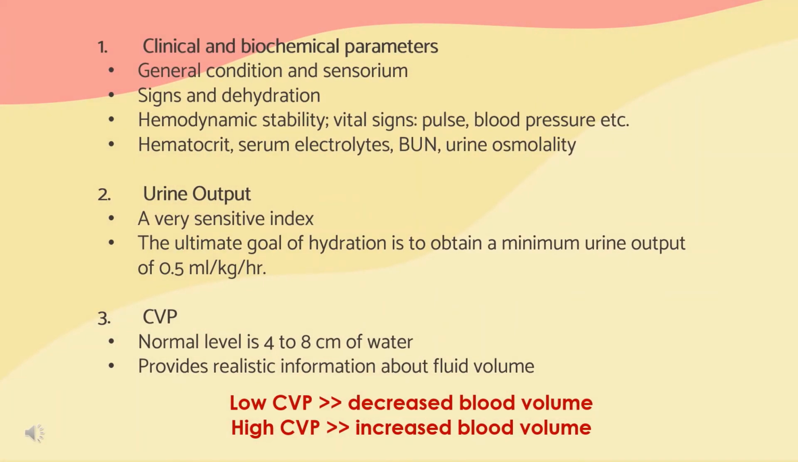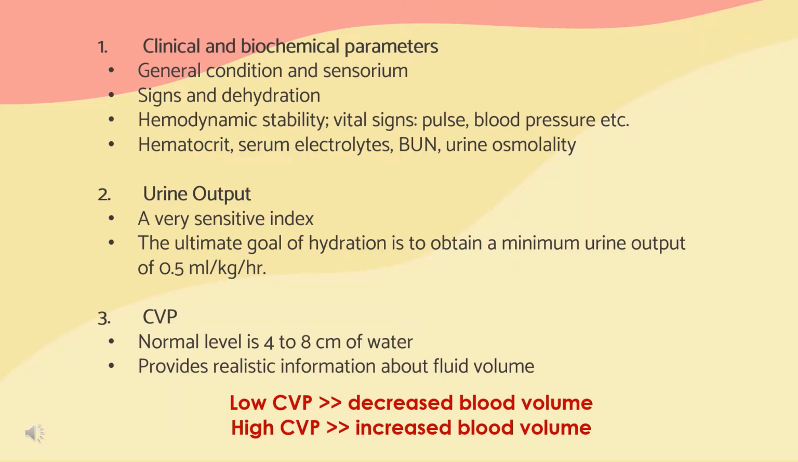First is clinical and biochemical parameters. This consists of general condition and sensorium, signs of dehydration, hemodynamic stability, vital signs, pulse, also blood pressure, and it also consists of hematocrit, serum electrolytes, and urine osmolality.